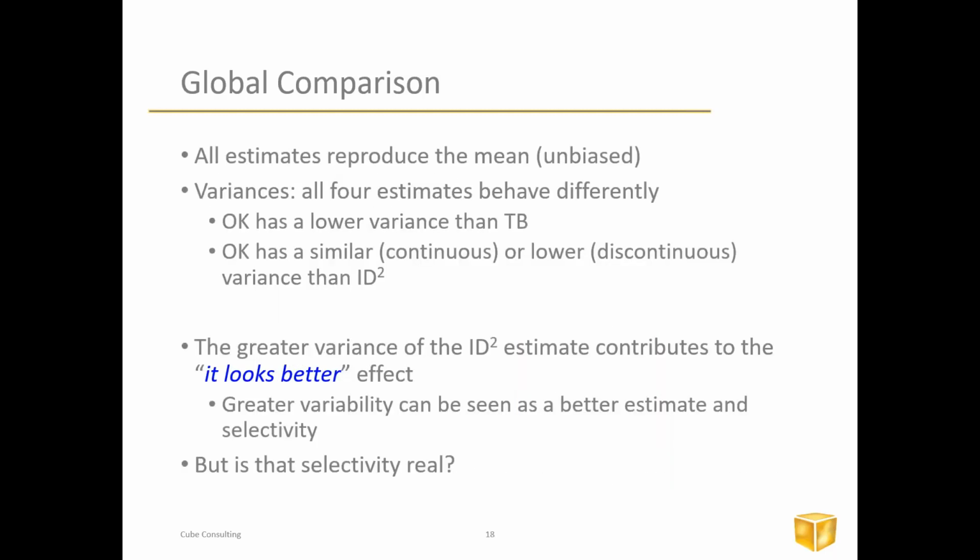So that difference here for the discontinuous case, that the ID square had a greater variability at local scale, is one of the reasons that people say, oh, it looks better. Why? Because greater variability at local scale often is read as better estimates and better selectivity. But is that selectivity real?